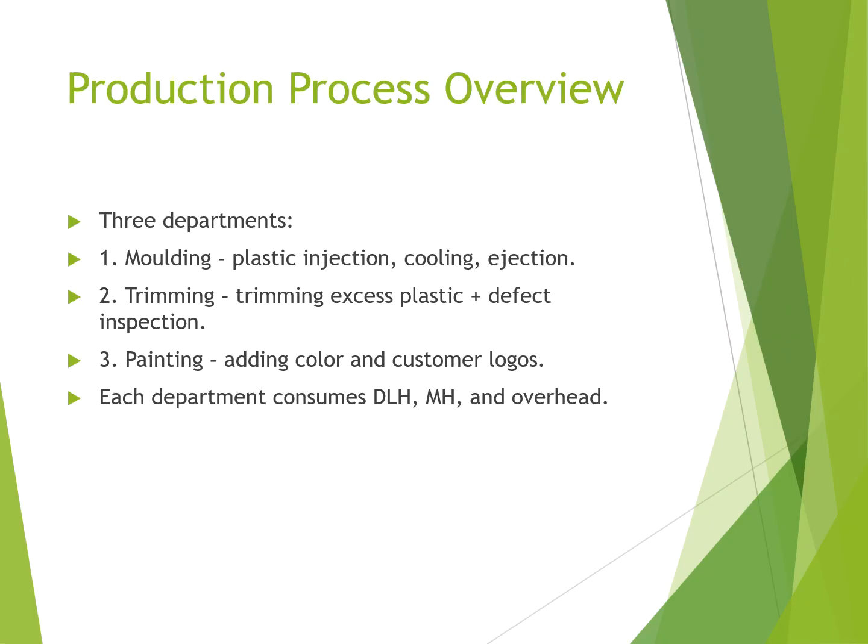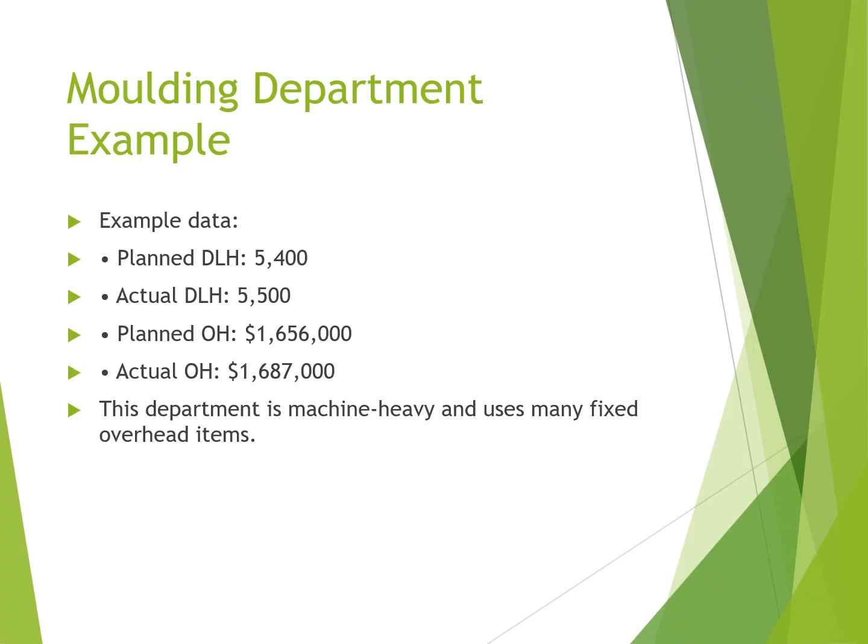The production process has 3 main departments. Number 1, molding, where plastic is injected into molds. Number 2, trimming, where excess plastic is removed and defects are checked. Number 3, painting, where the toys get color and the customer's logo. Each department uses direct labor hours and consumes overhead. That's why we need a good overhead rate. Let's look at some numbers.